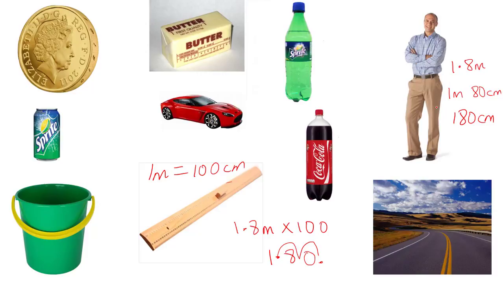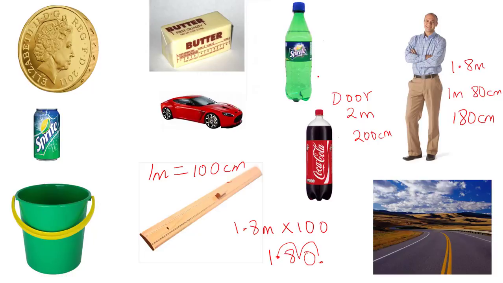If this man is 1.8, the height of a door would be about 2 meters or slightly more than that. So if this man is 1.8, then the door, if you think about it, would be just about 2 meters or 200 centimeters. Okay, so the door would be 2 meters or just 200 centimeters. Okay, so you need to memorize this. You need to understand that.